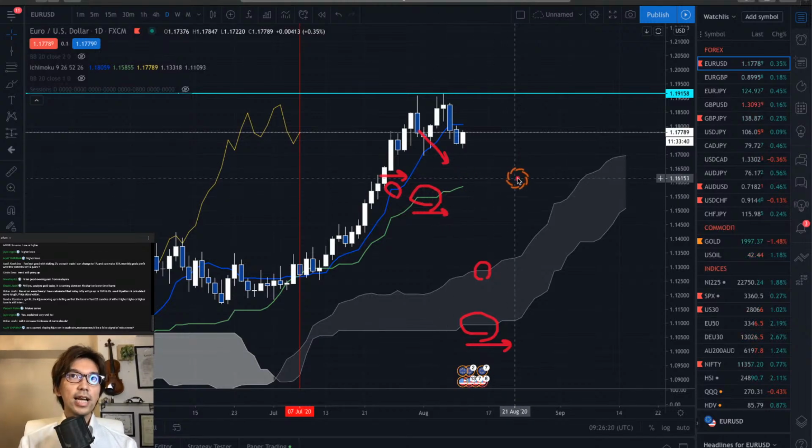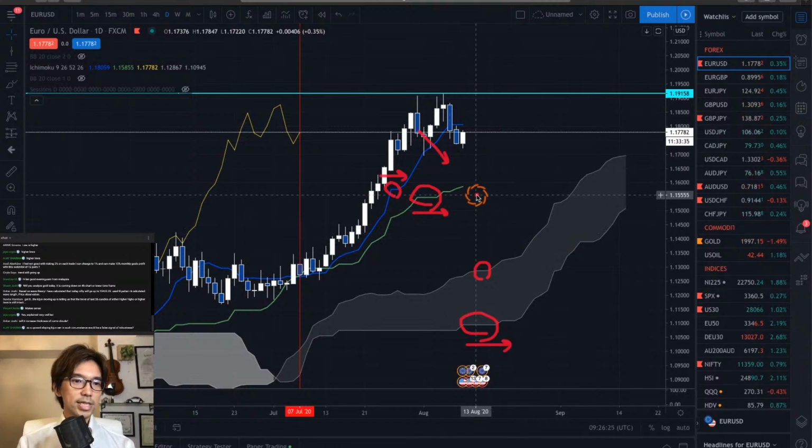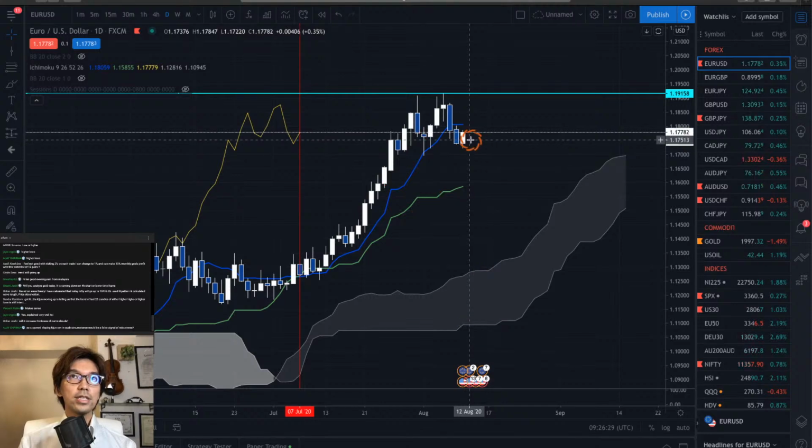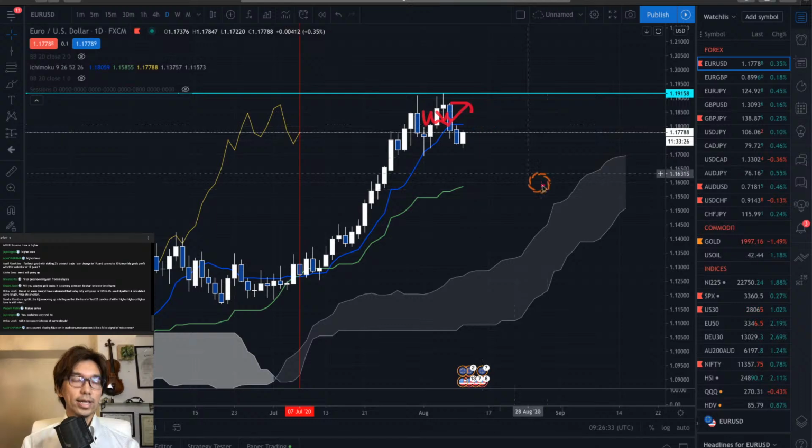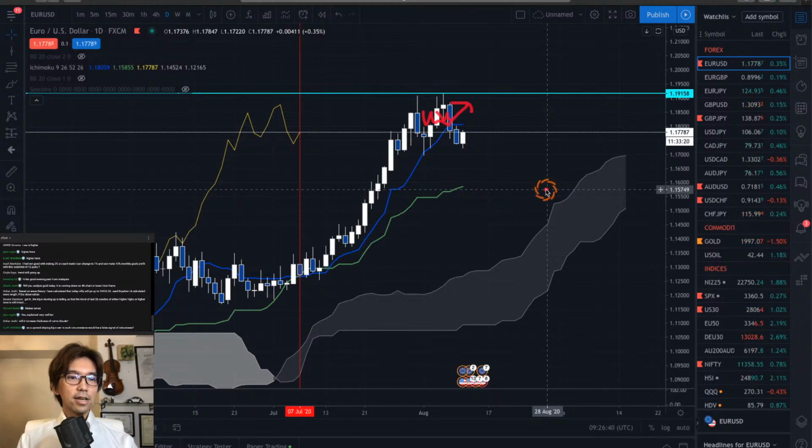But when you see these lines move up, especially Senko span B, A and Kijun-sen upwards, that's uptrend by definition. So although it was in the range, we can expect the price to move up this way, because buyers are more dominant than sellers in the market in the mid to long term.